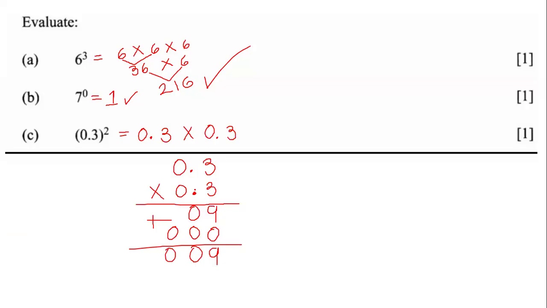How many numbers behind the decimal point? 1, 2. Count out 2 of them. So it's going to be 0.09. How many persons got that?